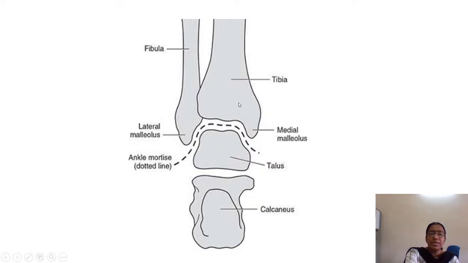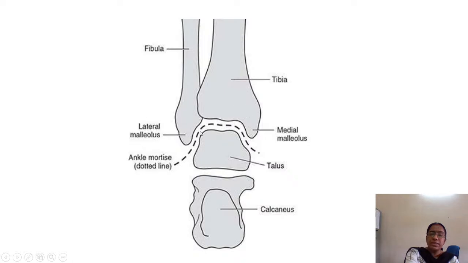Now you can see this is the inferior aspect or the distal aspect of the tibia. So what we are seeing, the extension medially, this is called the medial malleolus. Medial malleolus, inferior aspect of the articular surface of the tibia. Next, this is the lateral malleolus of the fibula. This bone is fibula. This is the lateral malleolus of the fibula, and this is the inferior aspect of the distal aspect of the fibula articular surface.